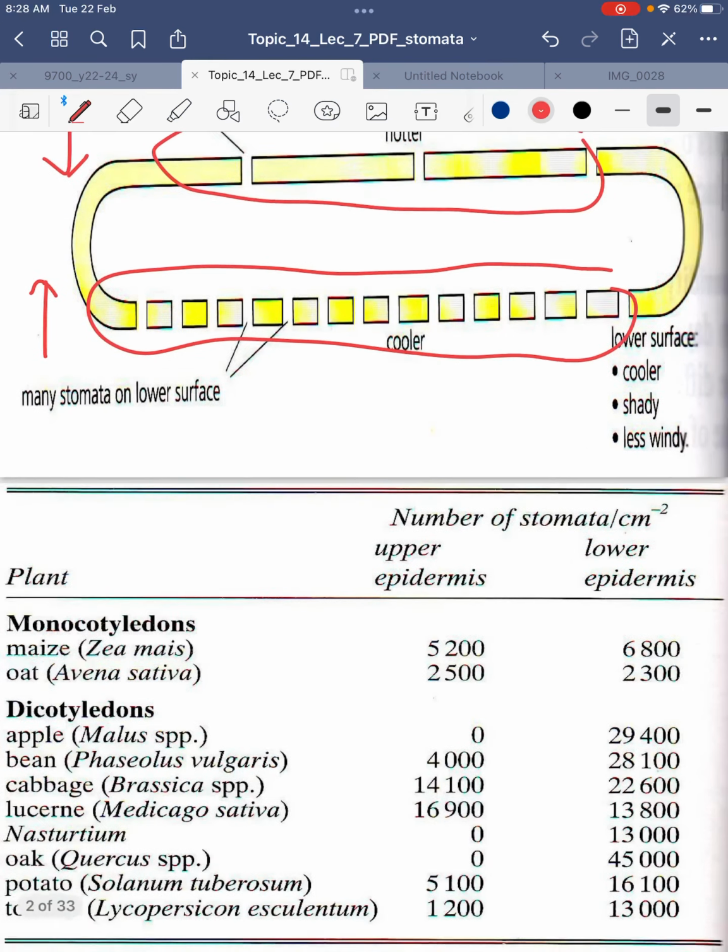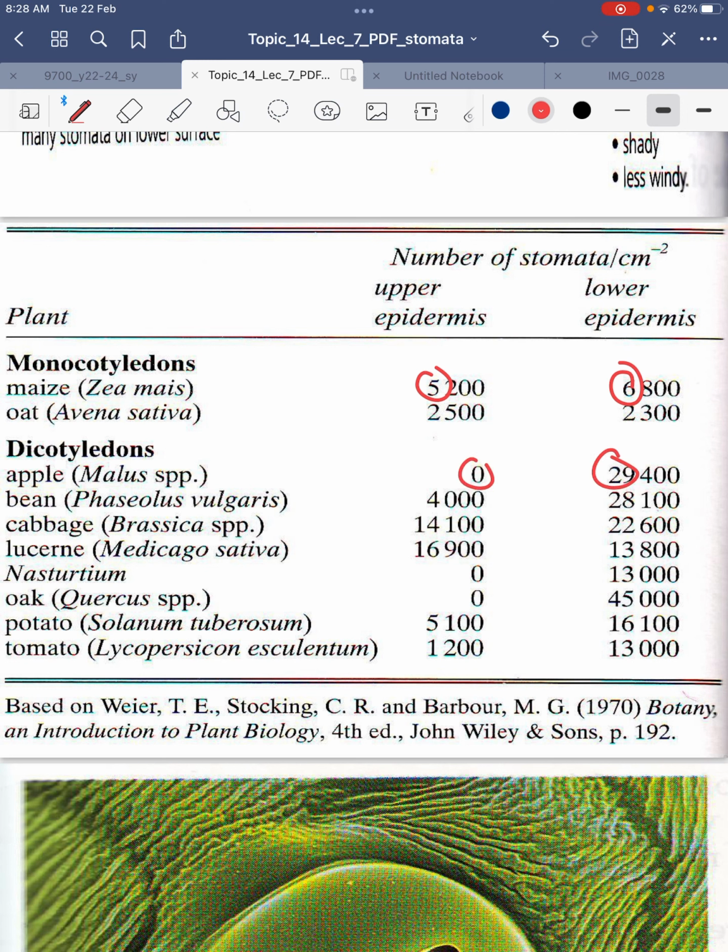And then these are just some data to show that the lower epidermis has more. See, 6,000, 5,000. There are some cases where the lower epidermis has fewer stomata, but when you look at 29,000, 0, 28,000, 4, the majority, as you can see, have more stomata on the lower epidermis compared to the upper epidermis.